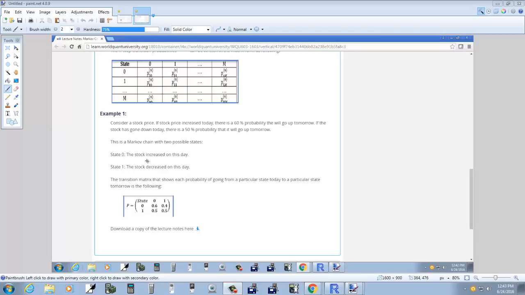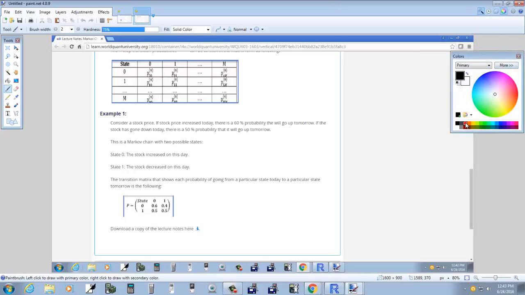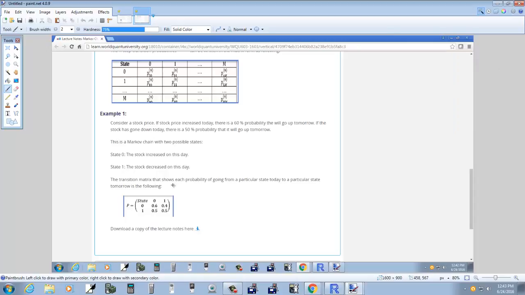Okay. Let me change my color to red. Okay, now let's look at it.